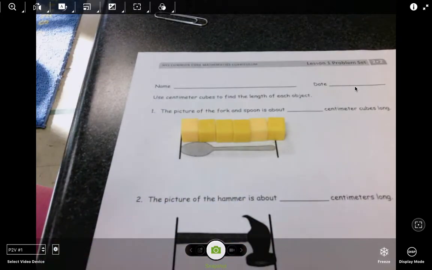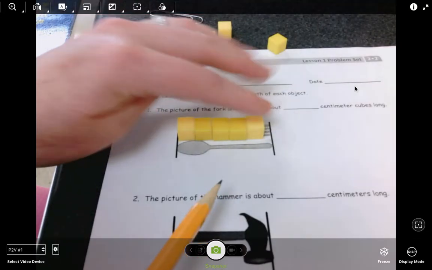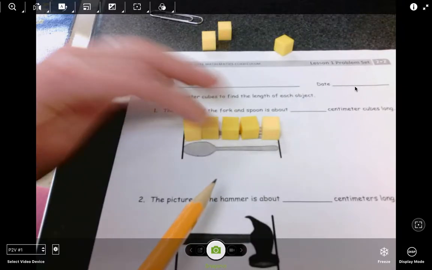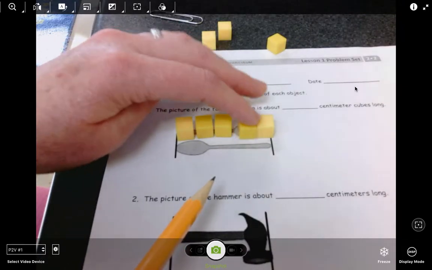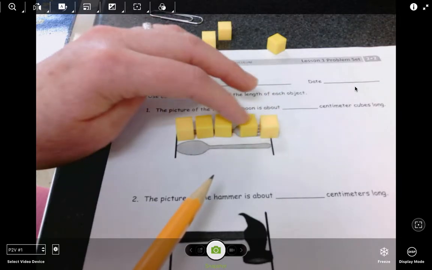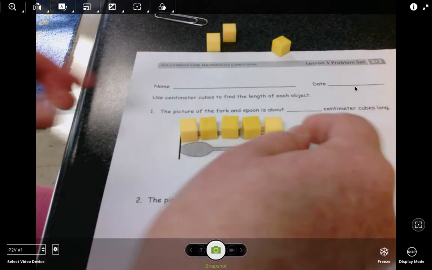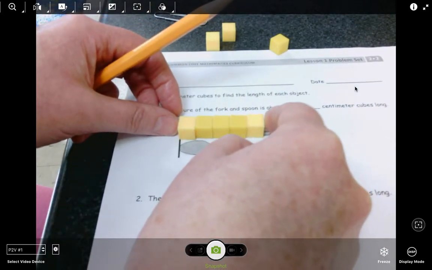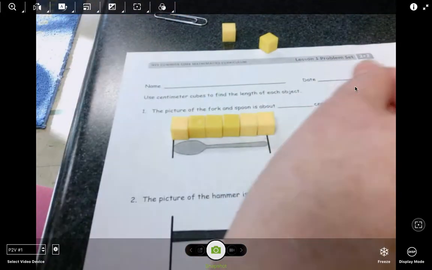We also talked about making sure that when they're measuring and they're lining up their cubes, there aren't any gaps or spaces, because if there are spaces, they're not getting an exact measurement. So that would actually be incorrect. We want to teach them that it has to be lined up.